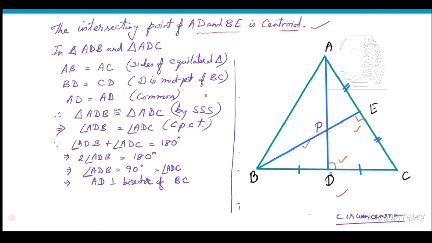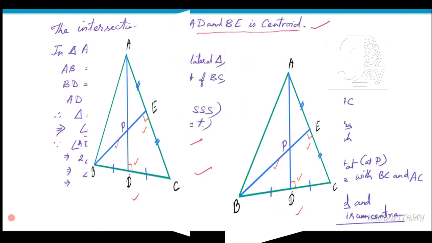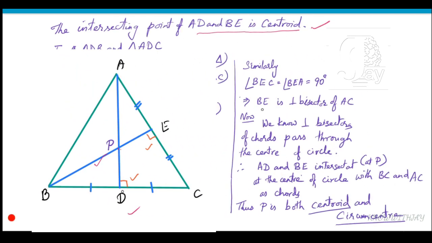Okay, so thus angle ADB and angle ADC are equal. This is important because this proves that they are 90 degree. They are equal because they are corresponding parts of congruent triangles, CPCT. So we know that they are a linear pair, so the sum is 180 degree, and hence ADB and ADC both are 90 degree. So that means AD is perpendicular to BC. Similarly, we can prove that BE is also the perpendicular bisector of AC.